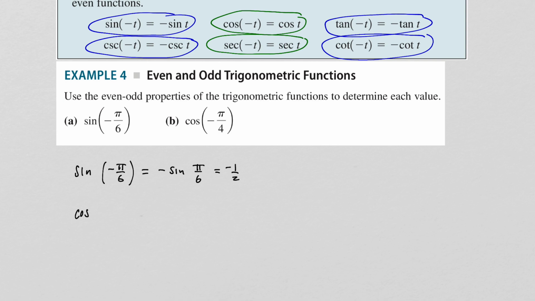And the cosine of negative pi over 4, same thing. But this time, cosine is an even function. So cosine of a negative angle is the same as cosine of the positive angle. So this is equal to the cosine of positive pi over 4. And this is radical 2 over 2.